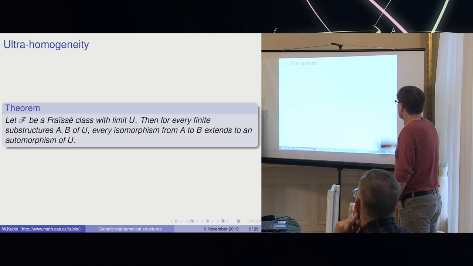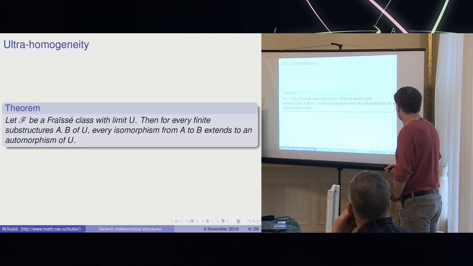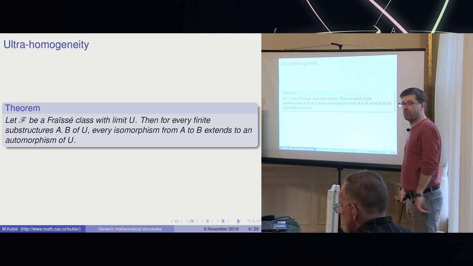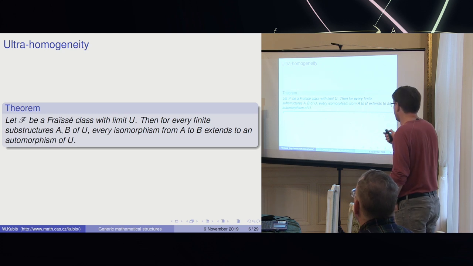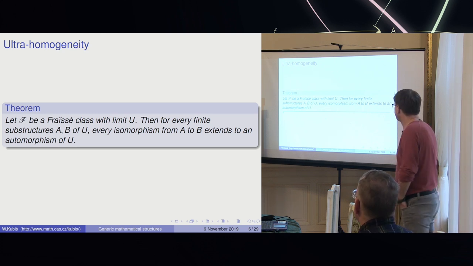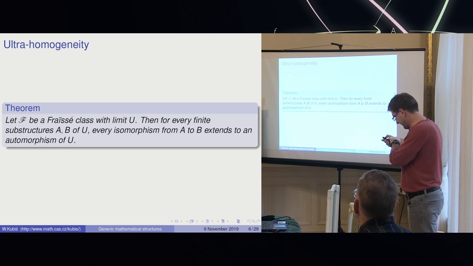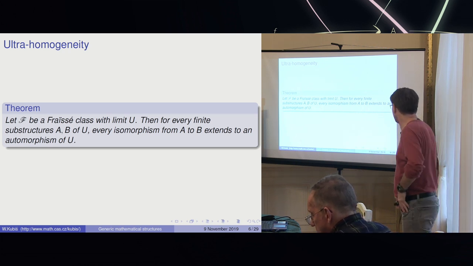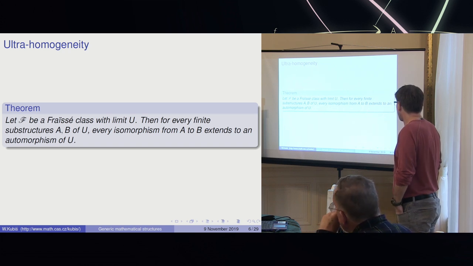All right, so this is what I usually call homogeneity. However, for some people, like topologists, homogeneity means that for every two points you have a homeomorphism moving one to the other. That is why people often add this ultra. So this is what I already said: every partial isomorphism between small substructures extends to an automorphism. So let me repeat, up until the beginning of the 90s, this was only in model theory.